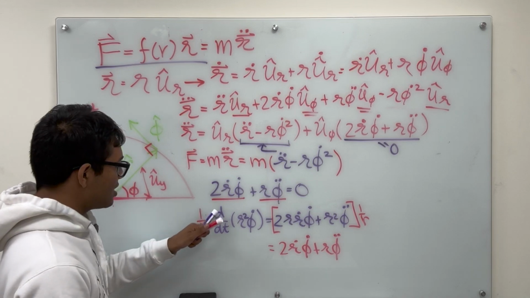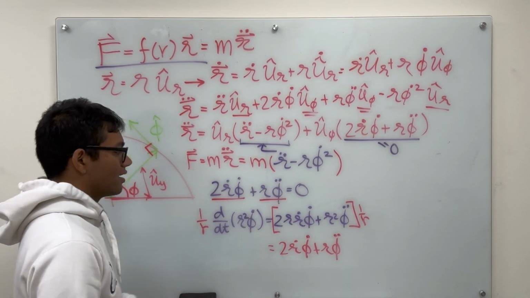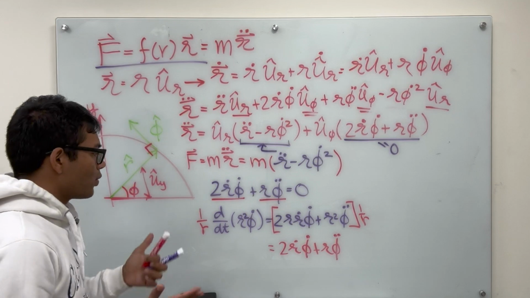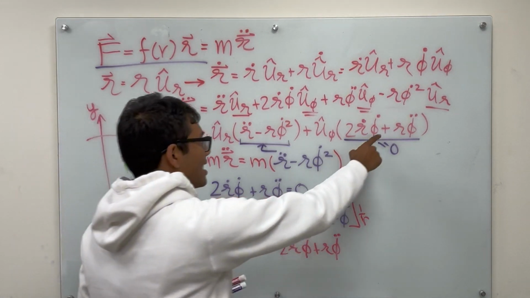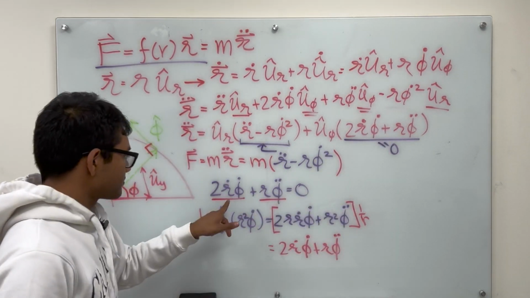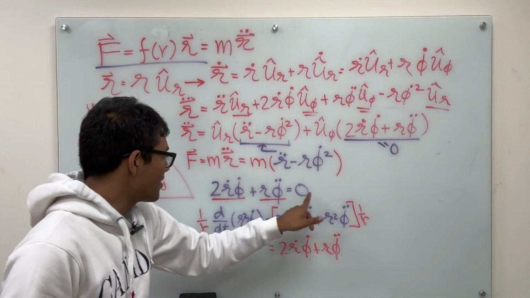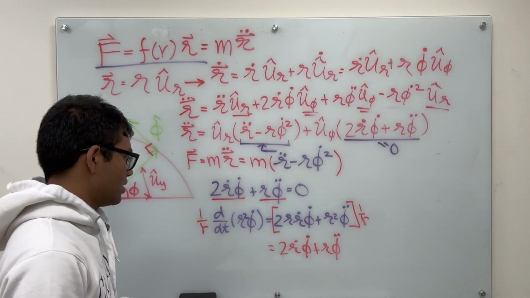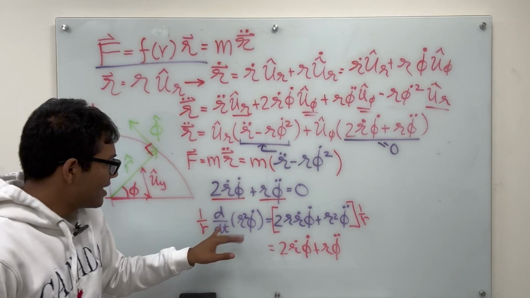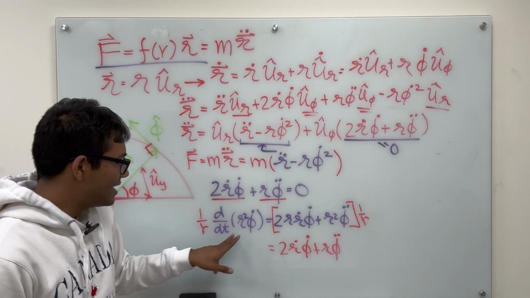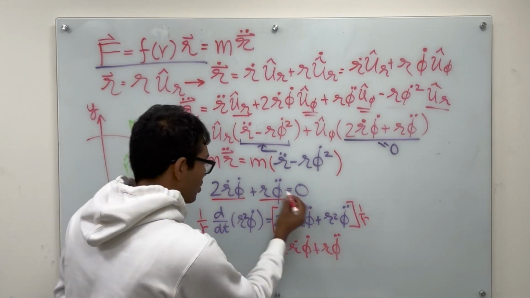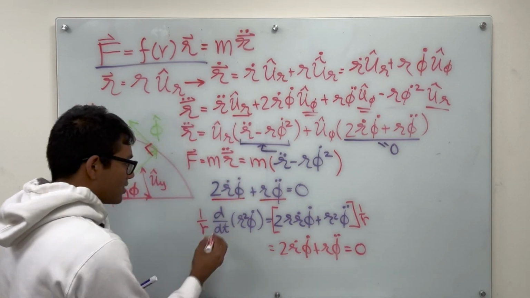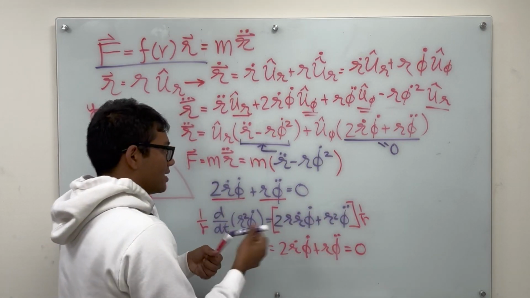So 1 over r d over dt r squared phi dot is equal to this term. But what does that mean? Well, go back to what we had here, right? We know that this entire thing is equal to 0. So that's telling us that the temporal change in this is 0, right? This whole thing is equal to 0, no? So that means 1 over r, let's write it down here.